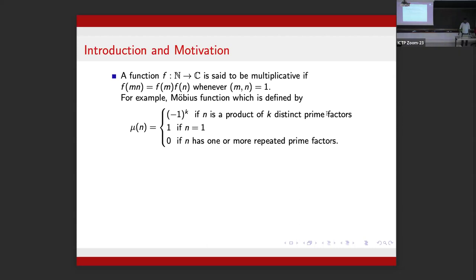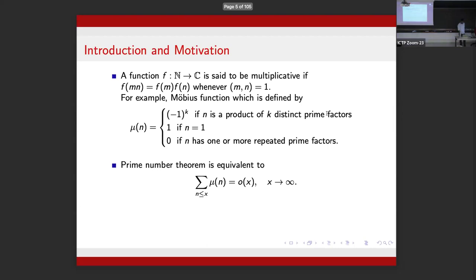A very beautiful and very useful example for number theorists is the Mobius function. The Mobius function is defined by mu of n equals minus 1 to the power k when n is a product of k distinct prime factors, it is 1 at 1, and otherwise it is 0. For example, mu of 2 squared times 3 is actually 0 from the definition, but if you take mu of 2 times 3 times 5, this is equal to minus 1 to the power 3, which is minus 1. This way the Mobius function is defined, and it is connected to so many things.